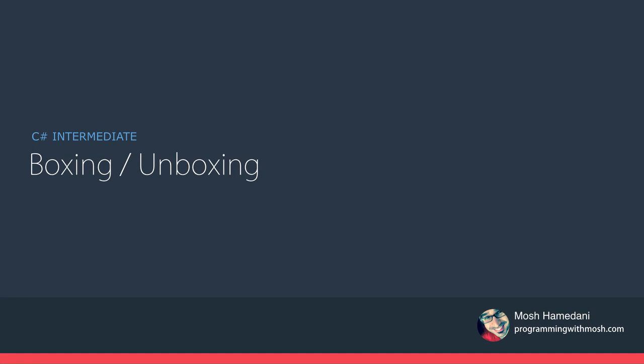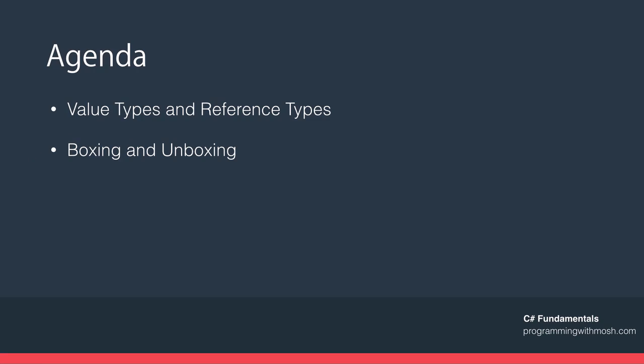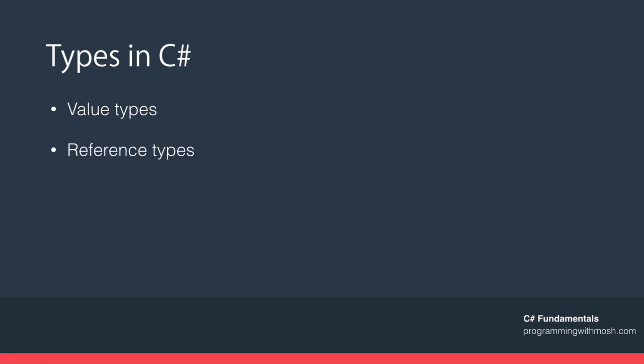Okay, we got to boxing and unboxing. In this video, I'm going to talk about the concept of value types and reference types, and from there will lead to boxing and unboxing. So all types in C# are divided into two categories: value types and reference types.